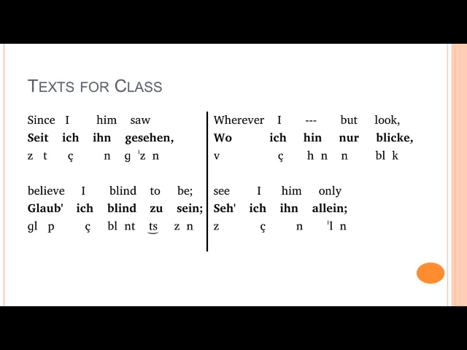Now here are just the consonants, because some of them we haven't really gone over too much in class. So here they are. Z, t, sh, n, g, z, n, gl, sh, bl, n, t, ts, z, n, v, sh, n, bl, k, z, sh, n, l.